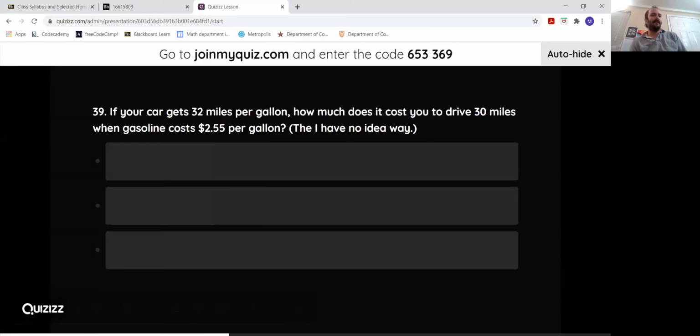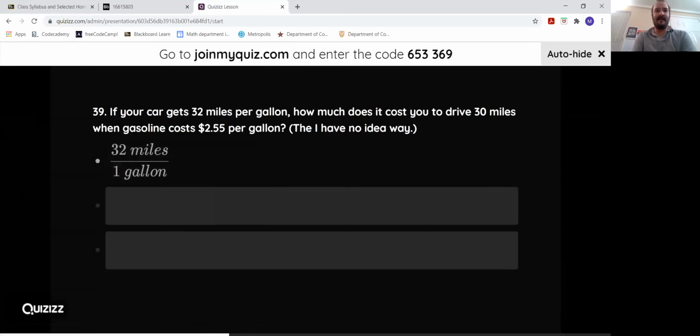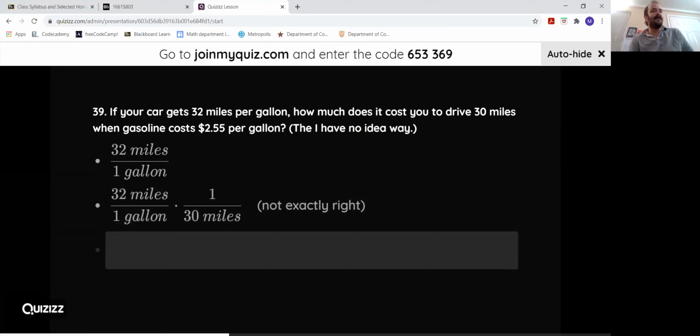If you drive, here we go. If your car gets 32 miles per gallon. Let's pretend like I don't know how to do this at all. I know nothing about this problem. But I know 32 miles per gallon, that looks like 32 miles divided by gallon. And this is not the right way to set it up. I'm just going to go ahead and say that. I will show you the more correct way in the next slide. There's another slide right after this.